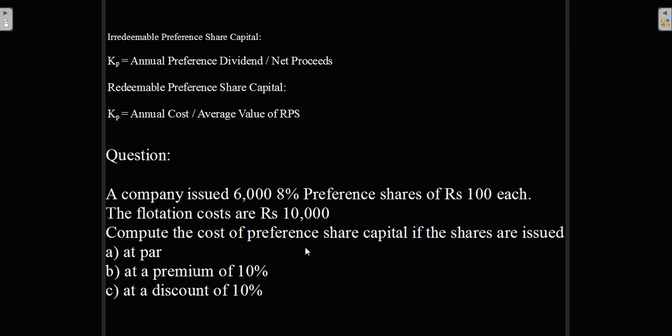Let's look at this example. A company issued 6,000 8% preference shares of rupees 100 each. The flotation cost incurred is rupees 10,000. You are required to compute the cost of preference share capital if the shares are issued in three different situations: at par, at a premium of 10%, or at a discount of 10%. Now let's proceed to solve this problem.